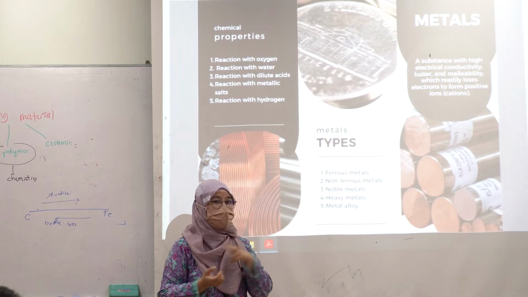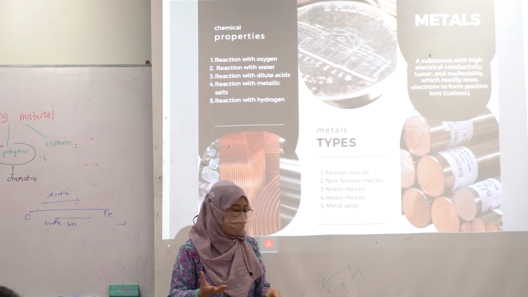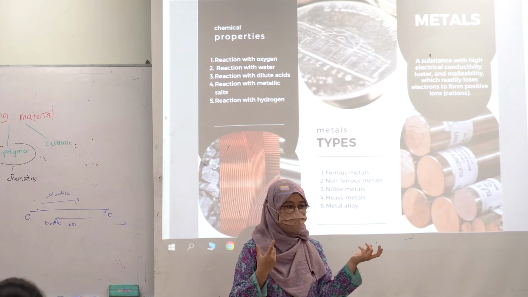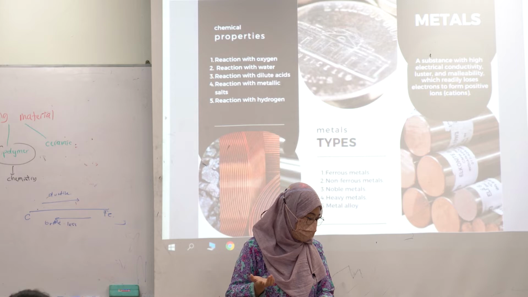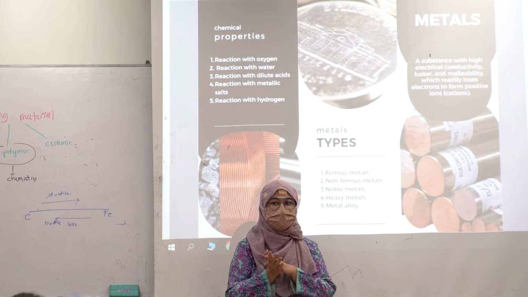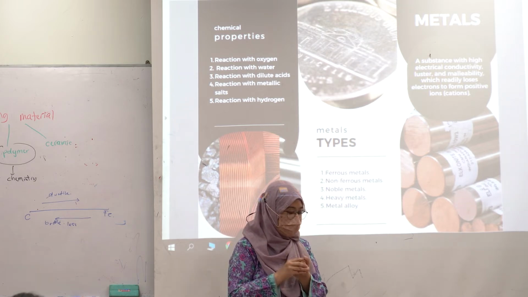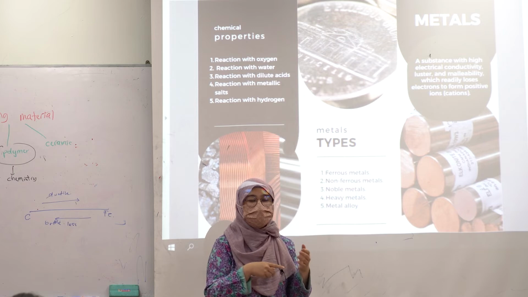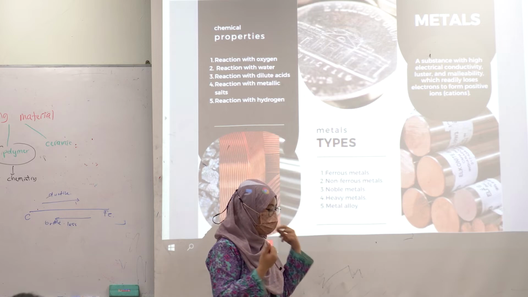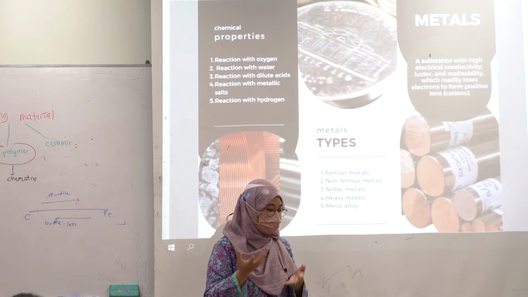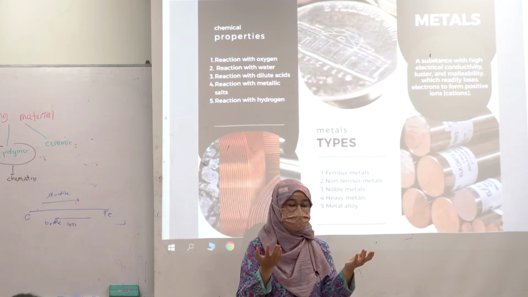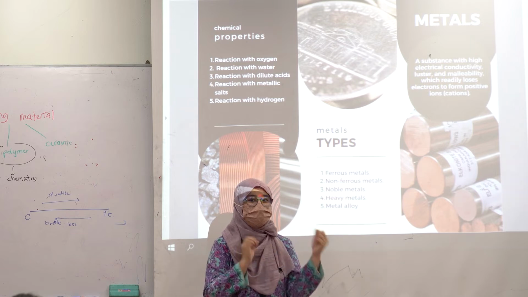So the second one, reaction with water. Like Amirul asked just now, what is the product of reaction with water? When water reacts with metal, it will form metal hydroxide plus hydrogen gas. The most common one, I'll take potassium. When it reacts with water, we form potassium hydroxide and also hydrogen gas. Metals like potassium and sodium react with cold water. But magnesium and zinc react with hot water to form oxide and hydrogen gas. So when magnesium reacts with water, it will form magnesium oxide and also hydrogen gas.